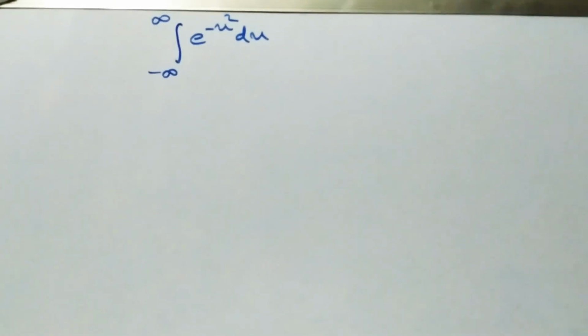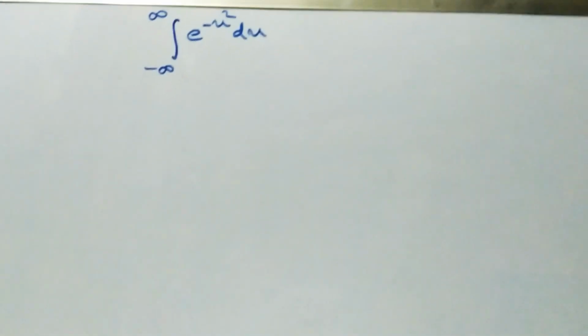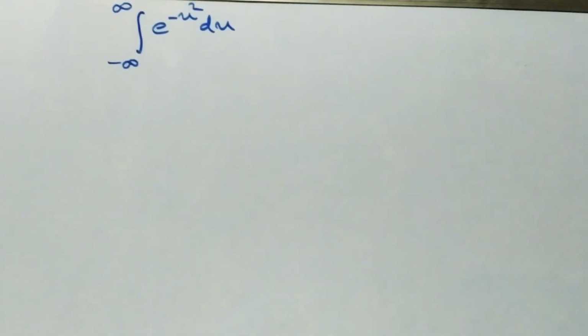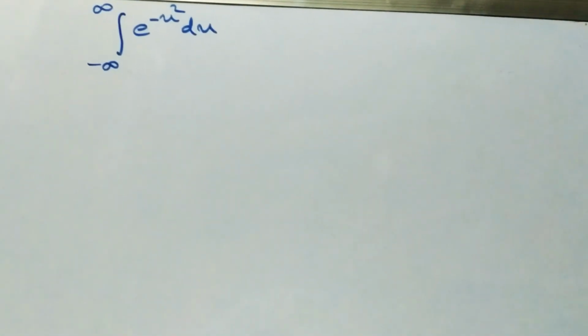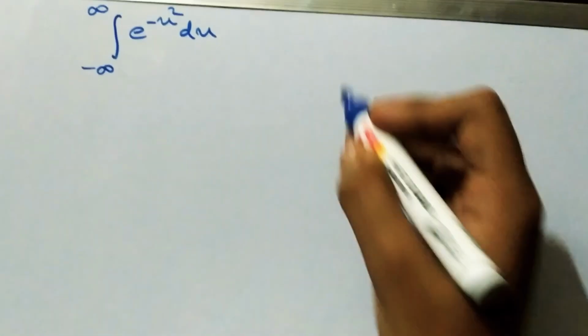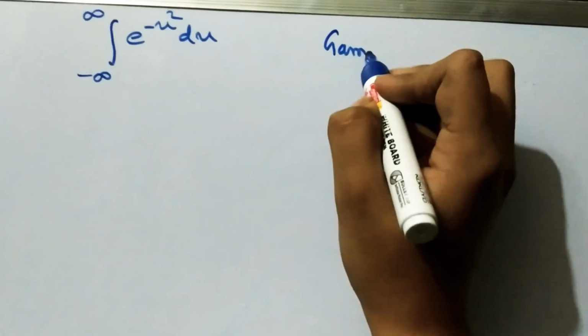Hello. In this video, we are going to discuss a special type of integral known as the Gaussian integral, which looks something like this. Today, we are going to solve this particular integral not by using the classical methods of integration, but by using a particular function called the gamma function.